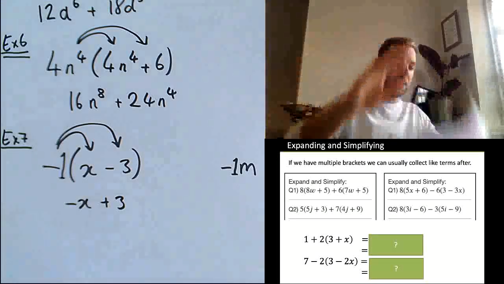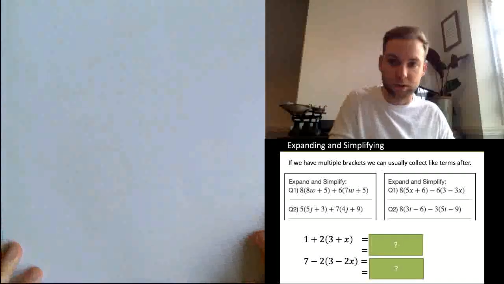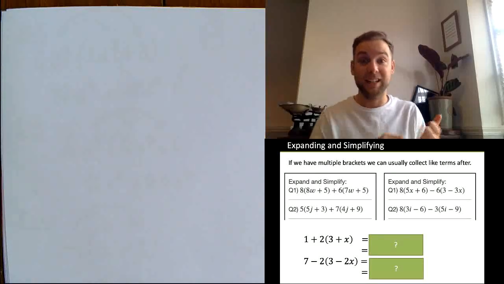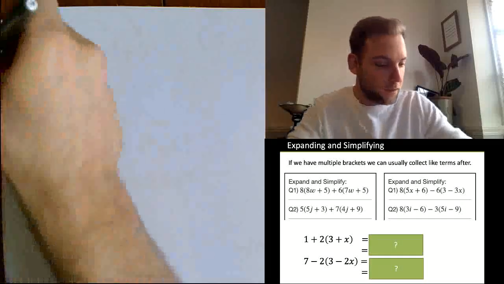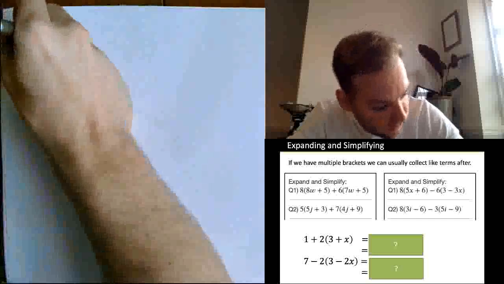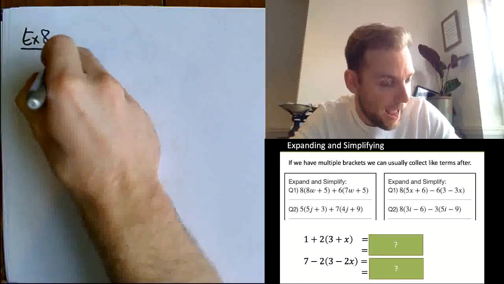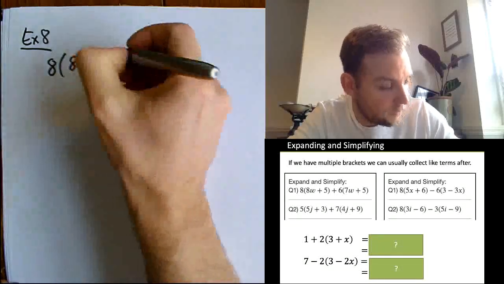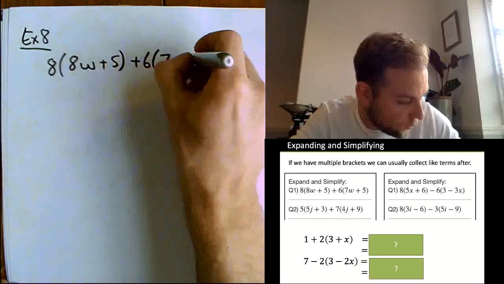So next up is example 5. Now this section is called expand and simplify. And the reason it's called that is because you need to expand and then you simplify. So this one here, what was it? Example 8. So example 8, and we've got 8 lots of 8w plus 5 plus 6 lots of 7w plus 5.